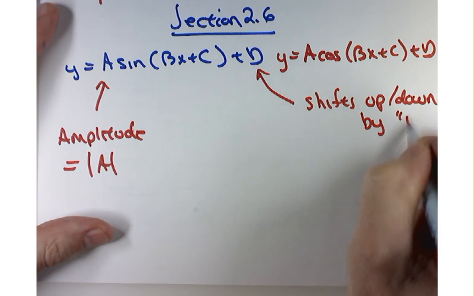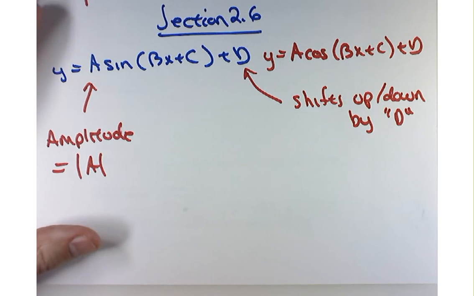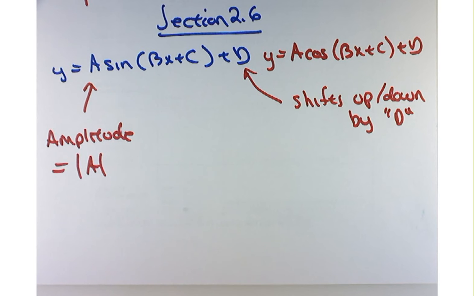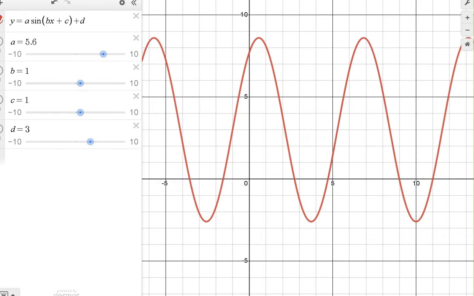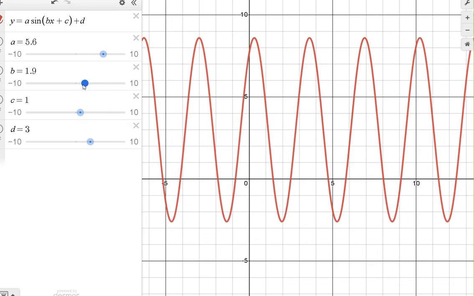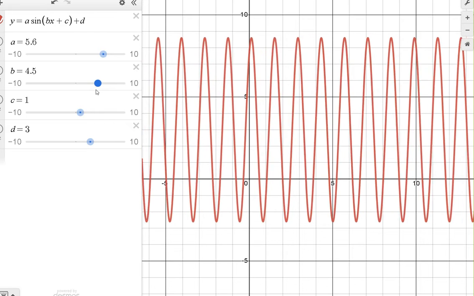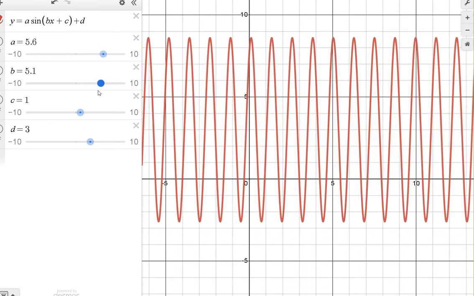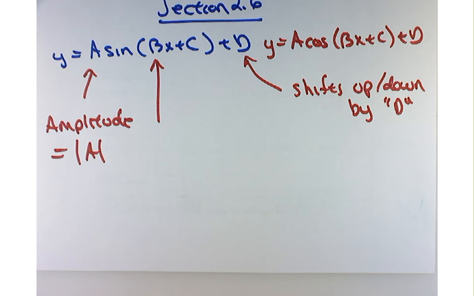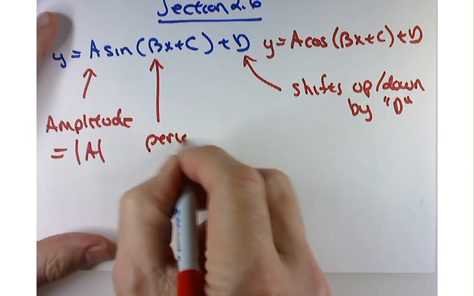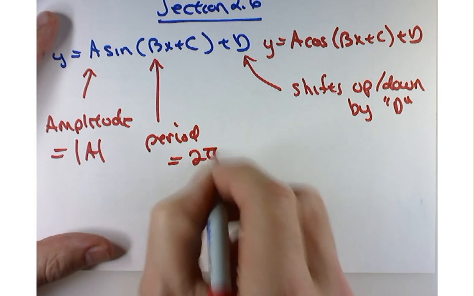Now, the next two are going to be a little bit harder to discern in increasing order of difficulty. We'll go with B next. So let's adjust B, and we're going to do that slowly. What does making B bigger do? Makes more waves, and somebody has the wording that I like. It adjusts the period. So we're getting a shorter period. The period of our graph is 2 pi divided by B.